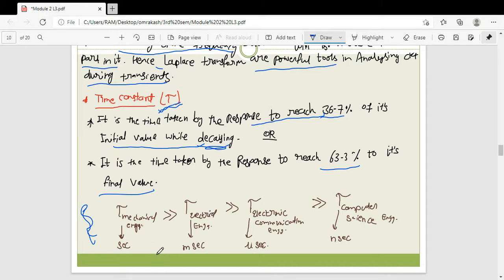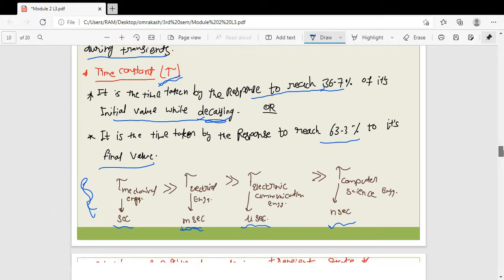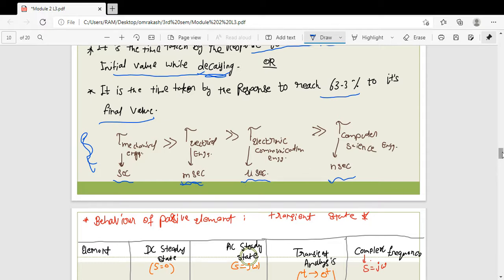The time constant is present in all of the fields, but the range is quite different. In mechanical engineering, the time constant is generally taken in seconds, and for electrical we are dealing in milliseconds, and for electronics and communication engineering you are dealing in microseconds, and computer science engineering they are dealing in nanoseconds. So the time constant is very important for each field. Here, for this network subject, we are generally dealing in milliseconds, and for your branch, you will later be dealing in microseconds also.